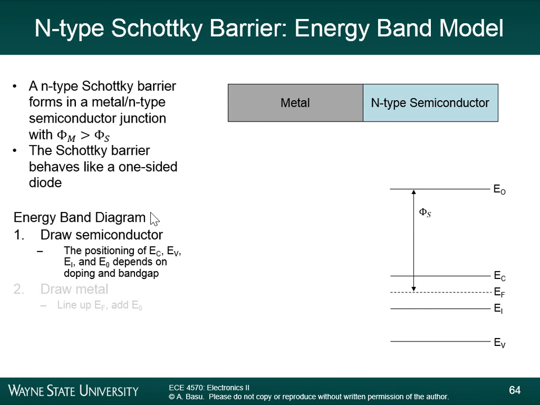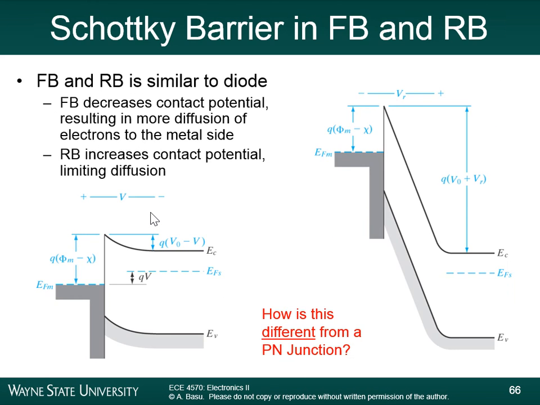All right, so moving on then. The question is, how is this different from a PN junction? I've mentioned all these similarities. There's one big difference from a PN junction.